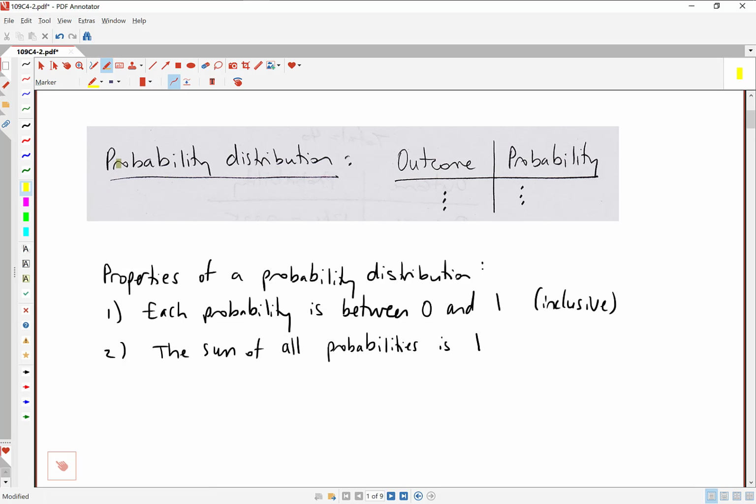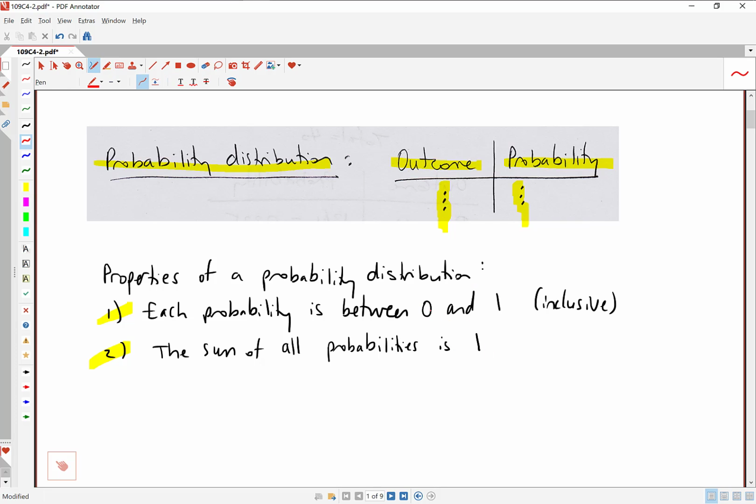Let's also define a probability distribution. So it's a table that lists some various outcomes. So you can imagine having various outcomes described here, and then beside that, probabilities for each of those different outcomes. So that's a probability distribution. Two important properties of a probability distribution. First of all, each probability is between 0 and 1, and the sum of all the probabilities in a probability distribution is 1.